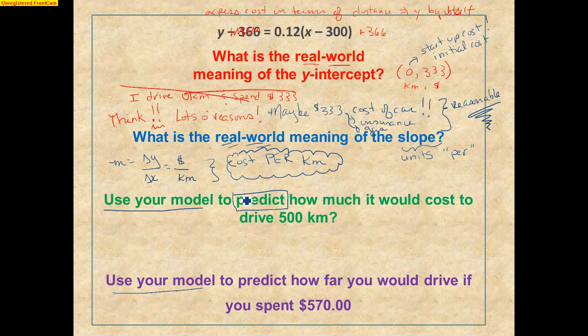How much would it cost? Question: cost. Is that an X or a Y? Answer: that's a Y. That's why I want you to define variables from the beginning. How much would it cost to drive some number of kilometers, which is a distance? So they give an X, and you find a Y.